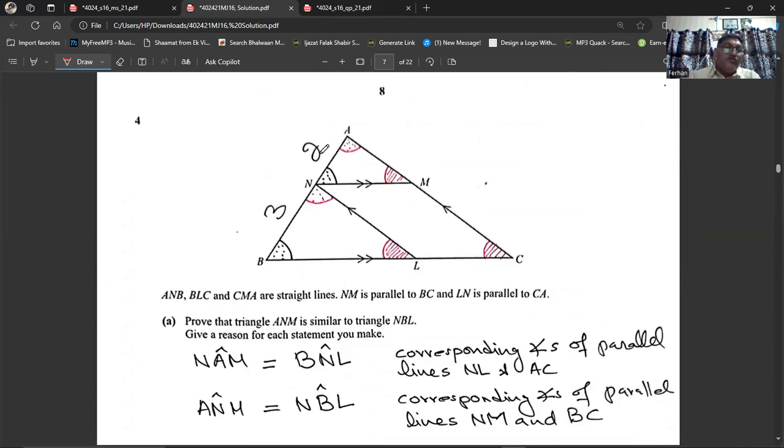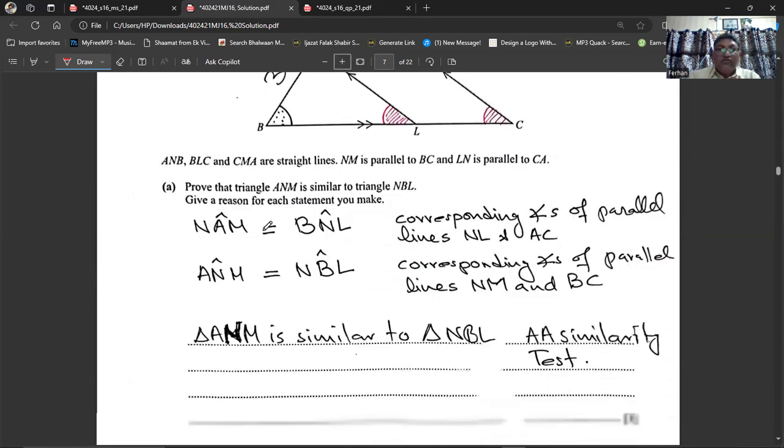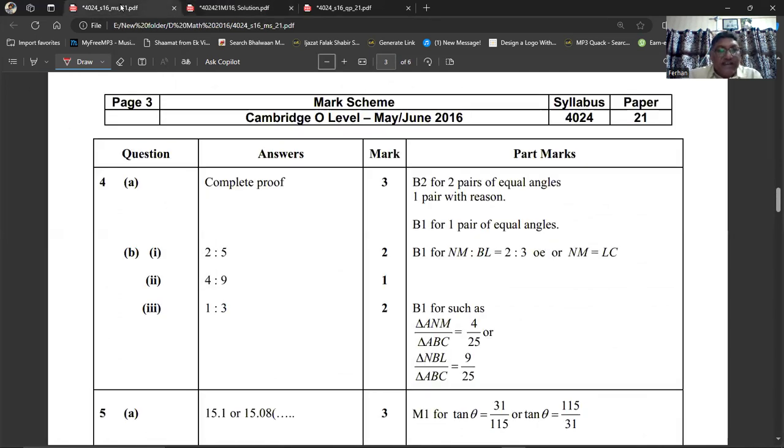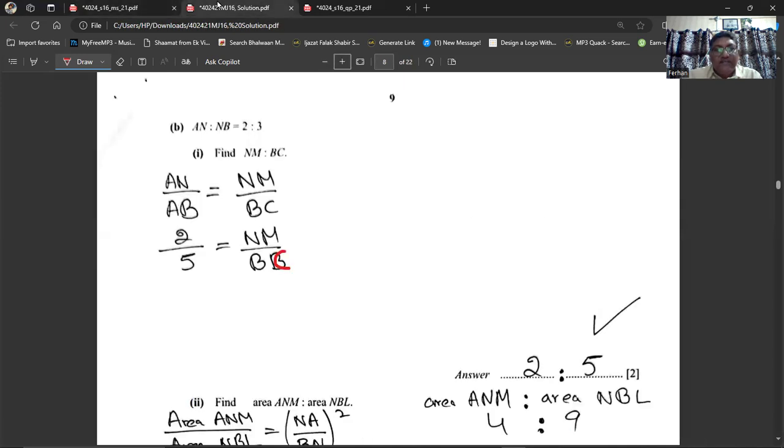If the AN is 2 and the NB is 3, then the AB will be 5 pieces. So I'm using that here. AN by the AB, that is 2/5. That will be equal to NM by the BC. And so NM by the BC will be 2/5. So this is how this is done. I hope you understand. 2:5.